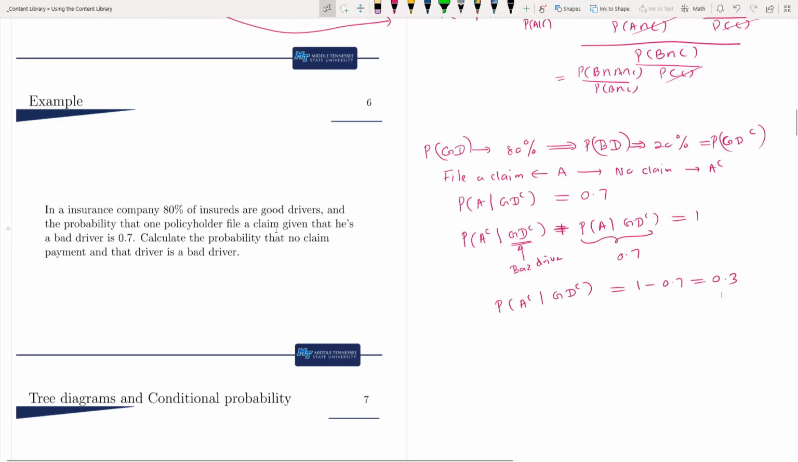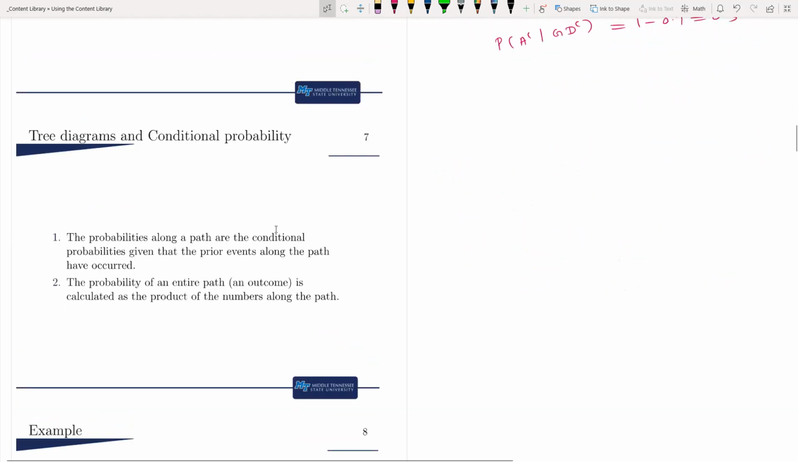So we learned tree diagrams in module 1, and we know how to calculate probability. Usually you go through these branches and you just multiply. If this is 1/2, this is 2/3, and in order to get the probability of this, you multiply 1/2 times 2/3. Okay. So what is the probability in these tree diagrams? They are actually conditional probabilities, given the prior event along the path had occurred.